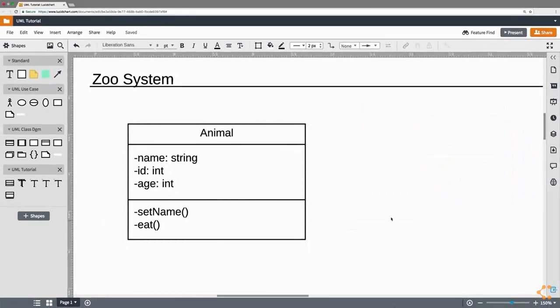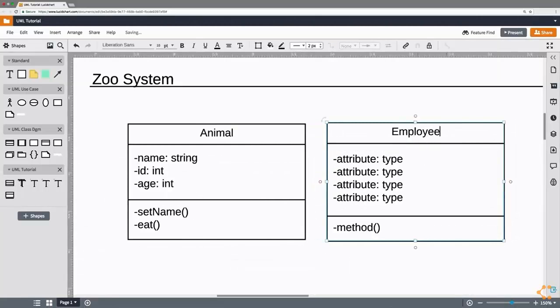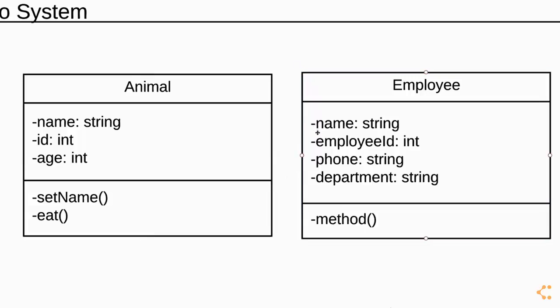Let's quickly review these basics with another example. Let's make a class for employee. We could give an employee the attributes of name, employee ID, phone number, and department. We'll want all of these attributes to be private, and then we could create a simple method like updating the phone number, which we'll go ahead and set to public.